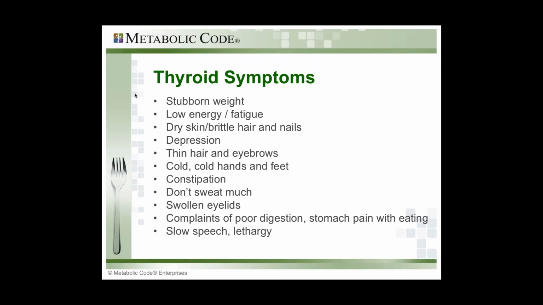I thought not sweating is something that we don't often think about. I was reviewing symptoms today, and I thought, I'm going to bring that up, because thyroid was an area for me that needed support, and I just did not sweat. Finally, I sweat easier. Another thing is swollen eyelids, the heavy upper eyelid that looks a little swollen. And as I already mentioned, poor digestion and things like slow speech and lethargy.